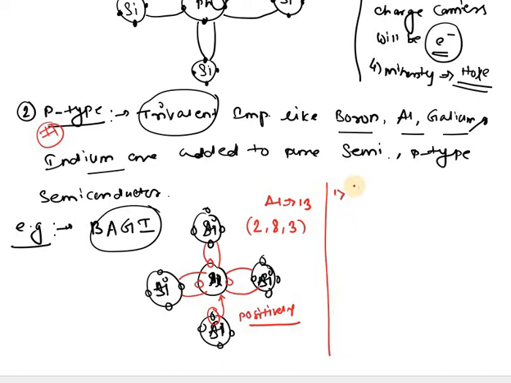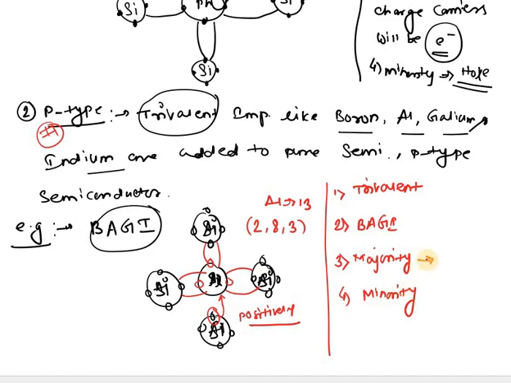Okay. Now again, points of discussion over here. Number one, we have trivalent impurities. Example, boron, aluminium, gallium, indium, bhaji. Third one, now, which are majority charge carriers and which are minority charge carriers. Now, as far as the p-type semiconductors are considered, majority charge carriers will be different than that of the n-type semiconductor. So here we have majority charge carriers as holes and minority charge carriers will be electrons. Okay, so they are exactly reverse of n-type semiconductors.